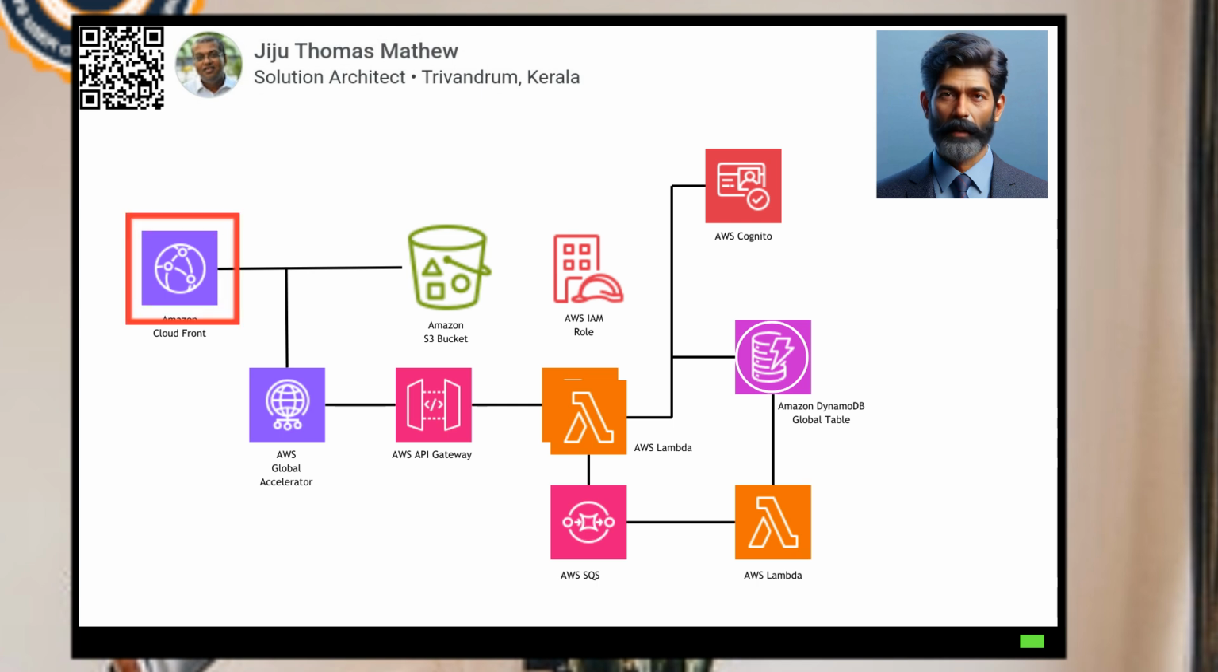Amazon CloudFront. First, let's talk about Amazon CloudFront. CloudFront is a content delivery network, CDN, that delivers any content with low latency and high transfer speeds. In this architecture, CloudFront will cache the static content of the game, such as images, CSS, and JavaScript files, stored in an Amazon S3 bucket. This caching reduces the load on the S3 bucket and speeds up content delivery to users around the globe.